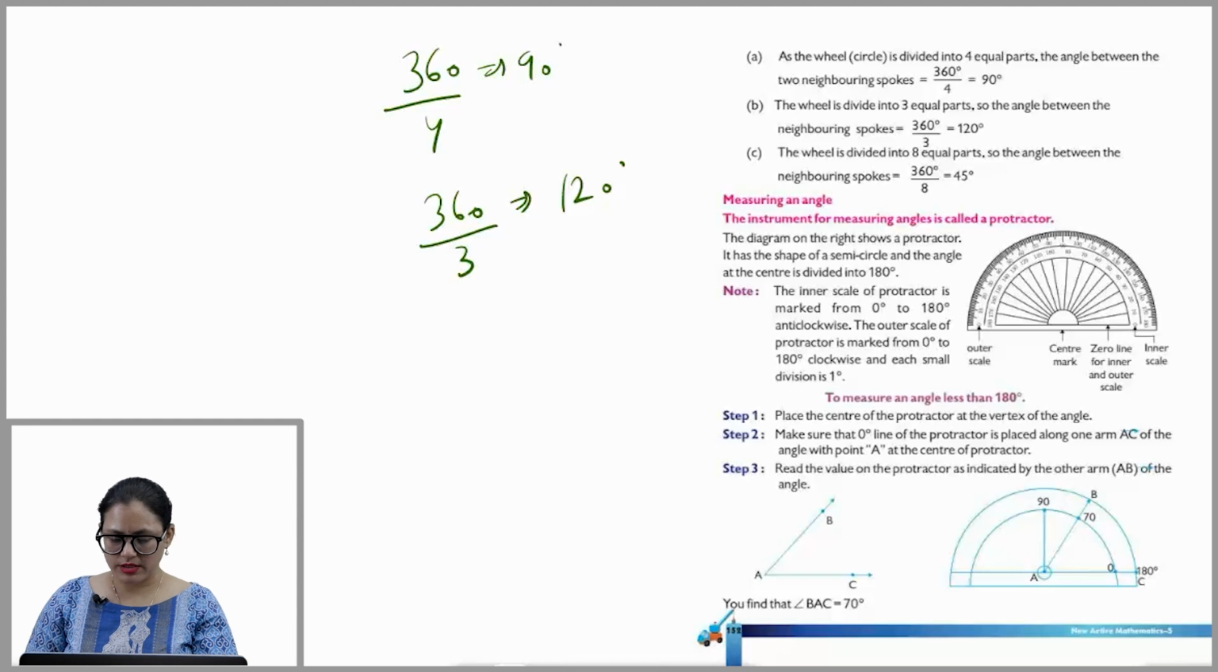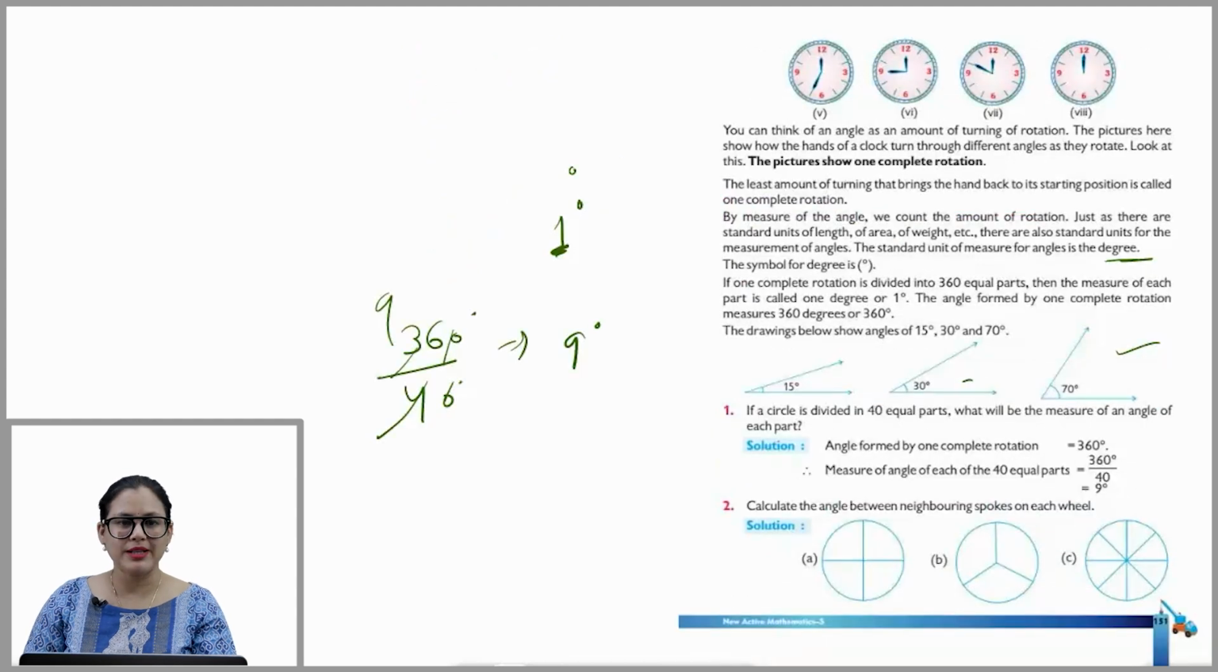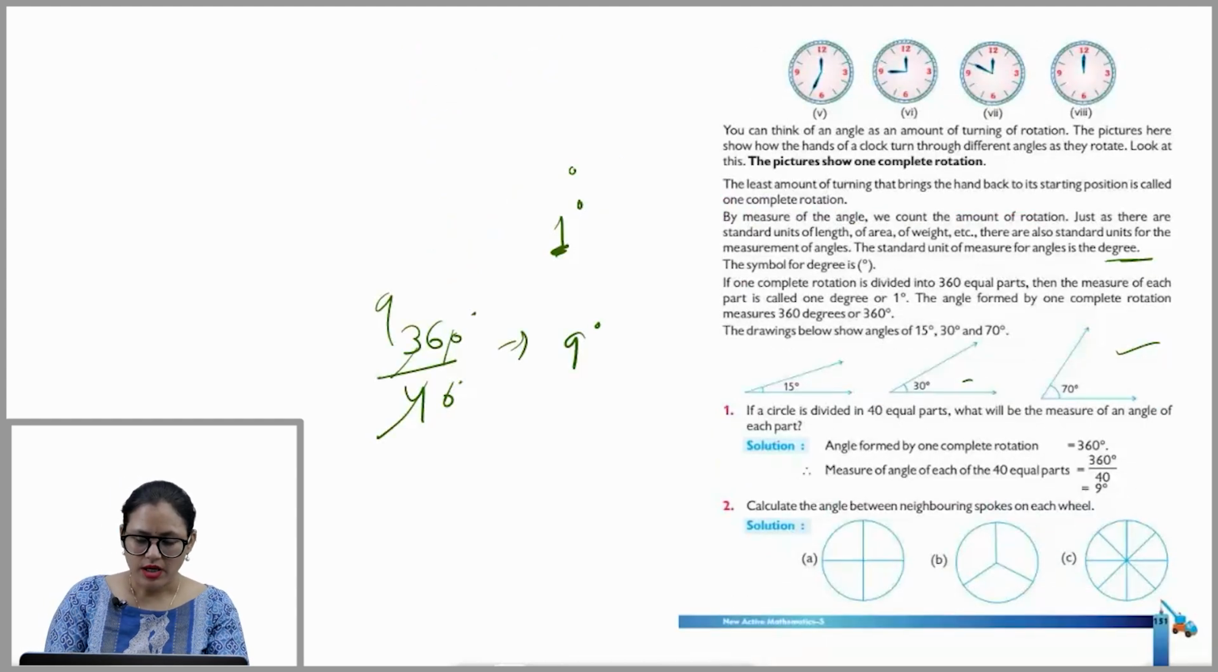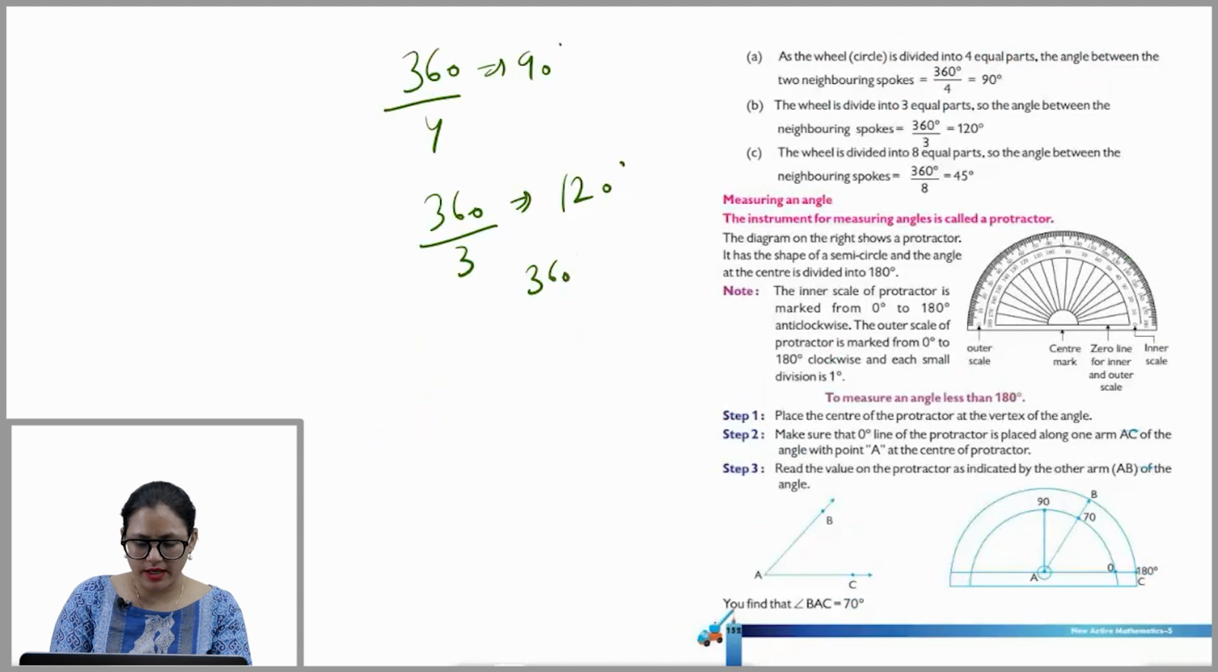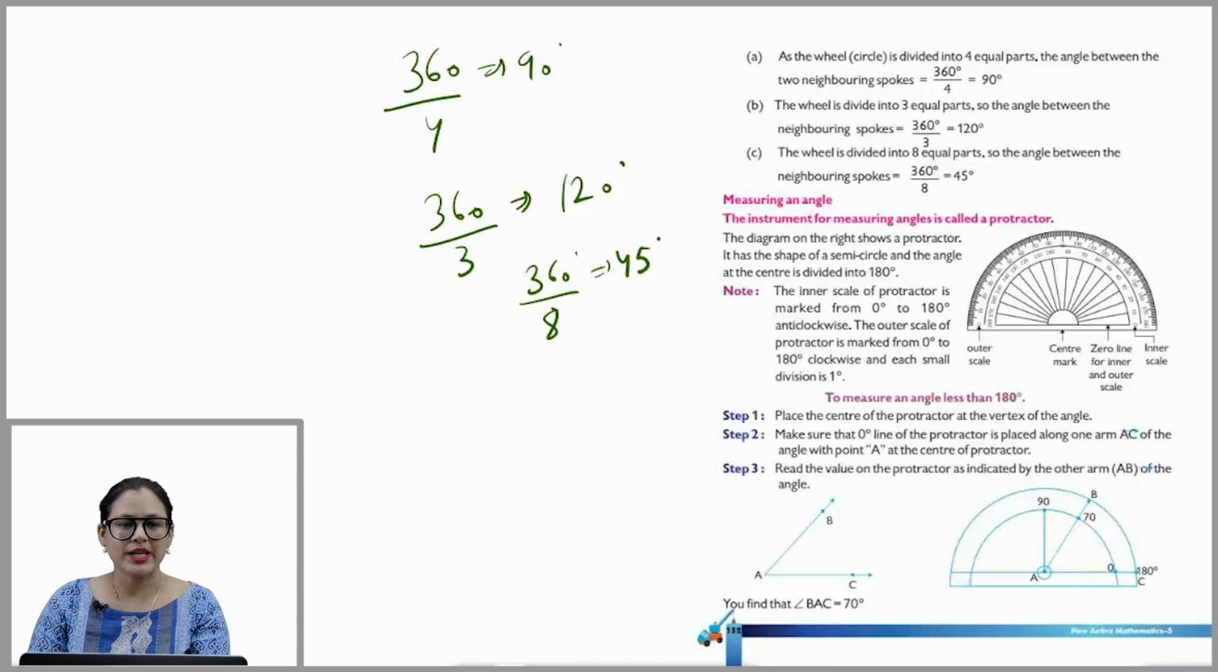And in C part, the wheel is divided into how many parts? 8 parts. So we will divide 360 degrees by 8, and we will get the answer 45 degrees. Right? Measuring an angle. The instrument for measuring angles is called a protractor. The diagram on the right shows a protractor.